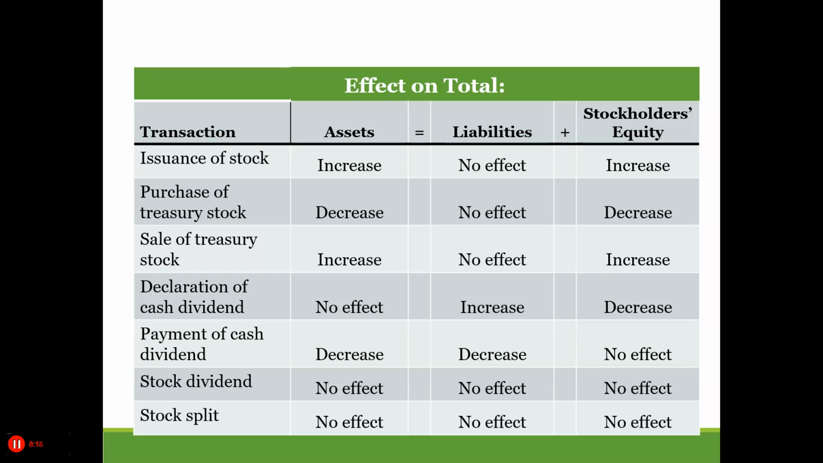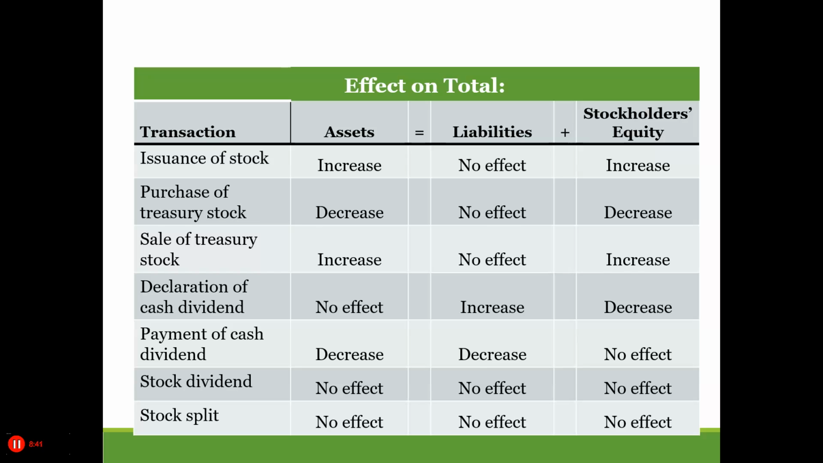If we issue stock, we're going to increase assets. Why? Because we're going to get cash. There's no liability, but stockholders' equity also goes up because we have more shares of stock. When we purchase treasury stock, we're going to decrease our cash and we're going to decrease stockholders' equity because treasury stock is a contra account.